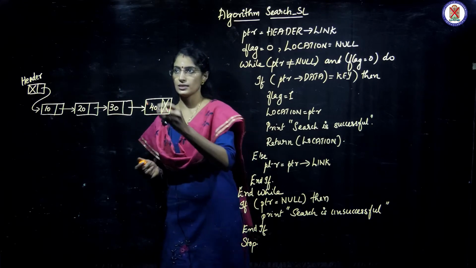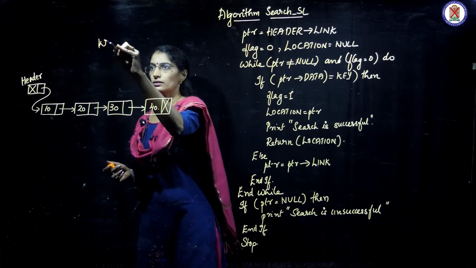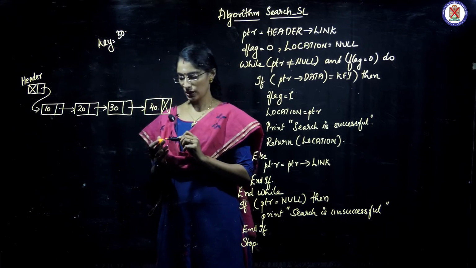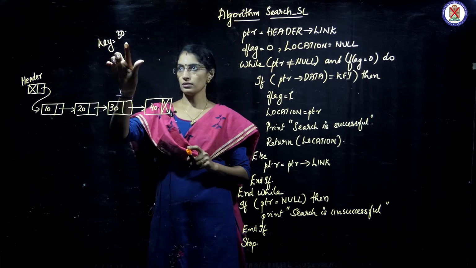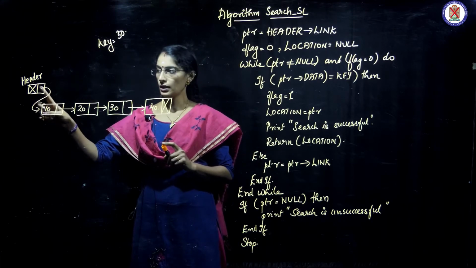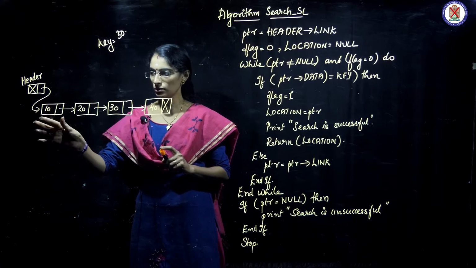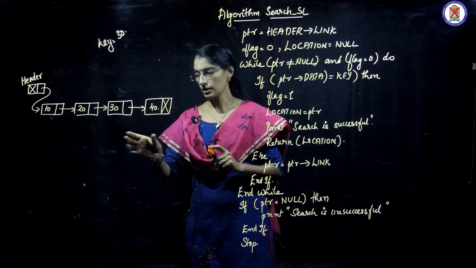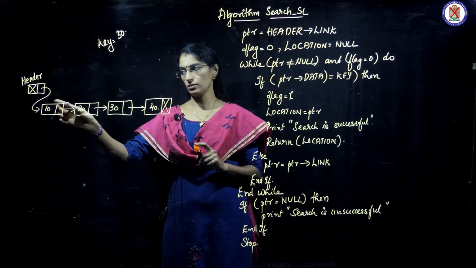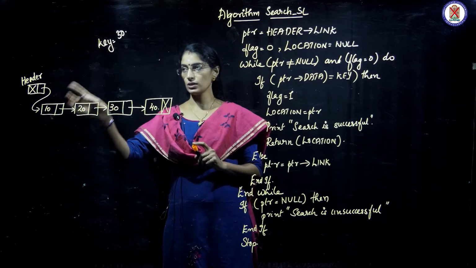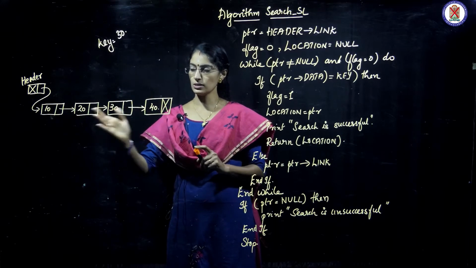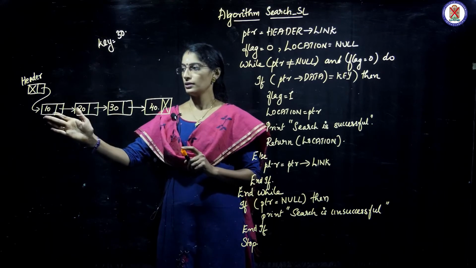So let's take an example. Let key be 30. So what happens here? The key is 30. So naturally I'll be starting from the header node. I will traverse through each of the nodes, and at the same time I will be looking at the data part, whether the data of the node is equal to the key. So this has to be in a loop.